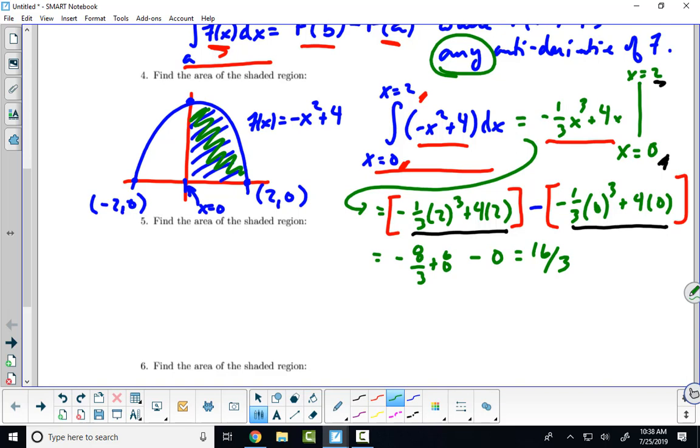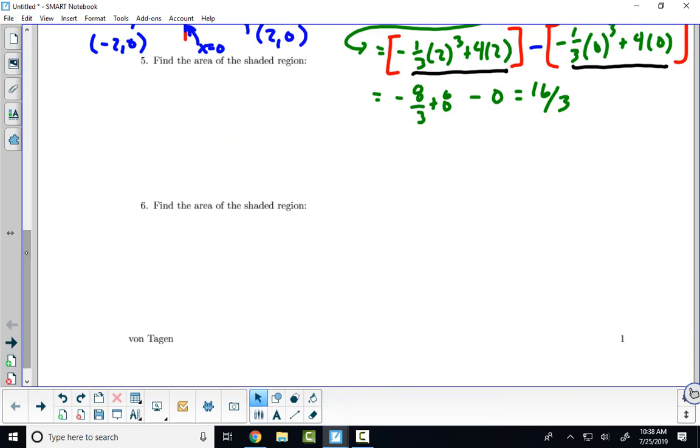Okay. Are there any questions on that? I don't expect you to have mastered this just yet. We're going to get a lot more practice with this, but this is a great time to talk about the concept. We've got a curve, and we're looking for the area between that curve and the x-axis on some interval. Okay? All right.